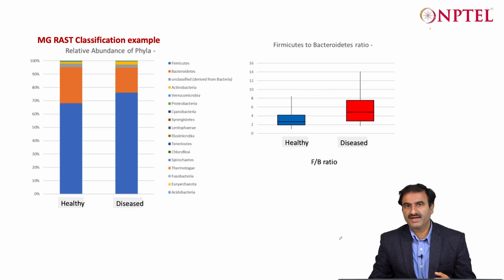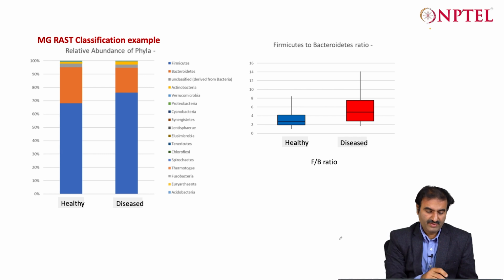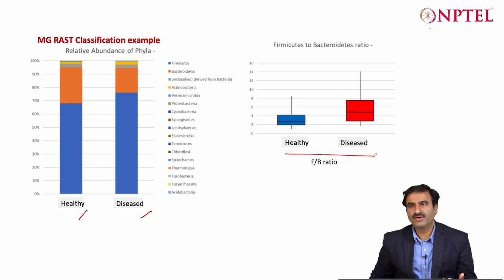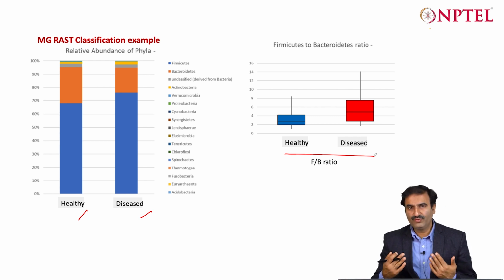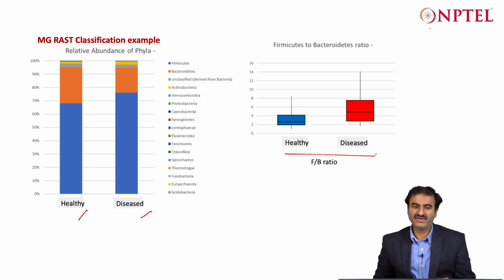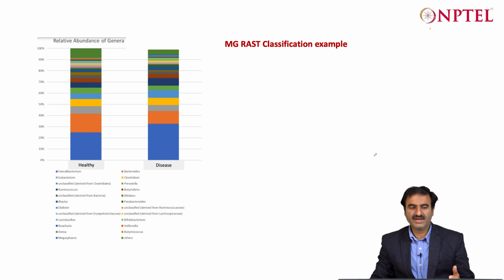For the taxonomic or phylogenetic classification, it can compare two data sets, healthy or diseased, and provide you the classification at the phylum level. And also, if you ask a question like a comparison between Firmicutes and Bacteroidetes, which are commonly present, the ratio of the two phyla has been associated with dysbiosis in several human diseases. Similarly, at the genus level, it can do the same comparison.